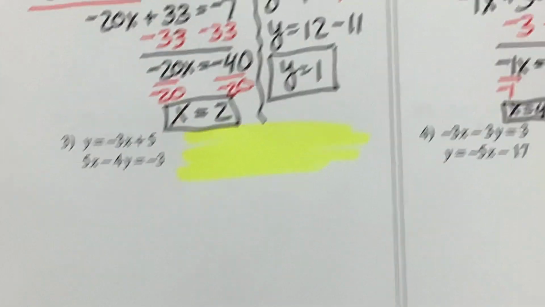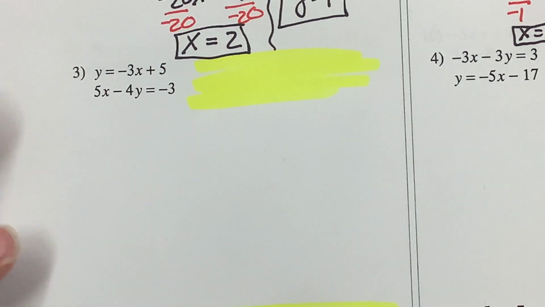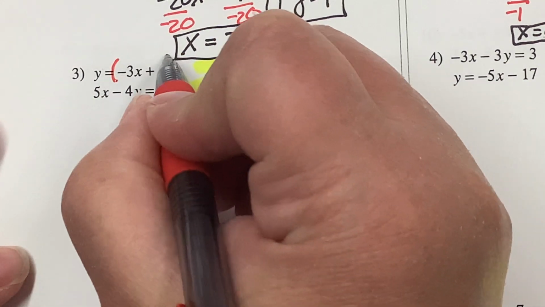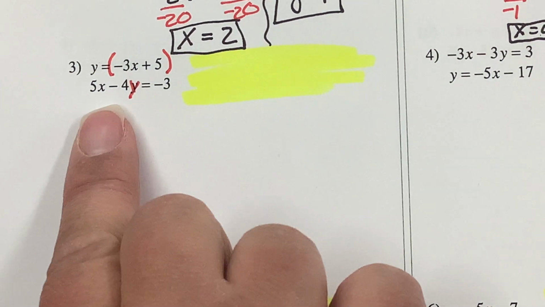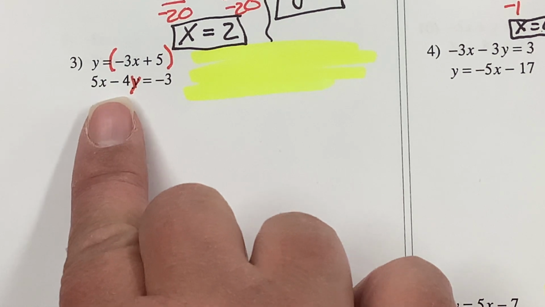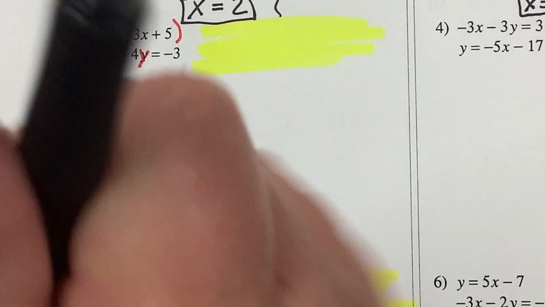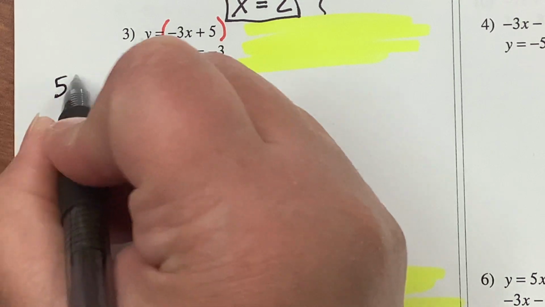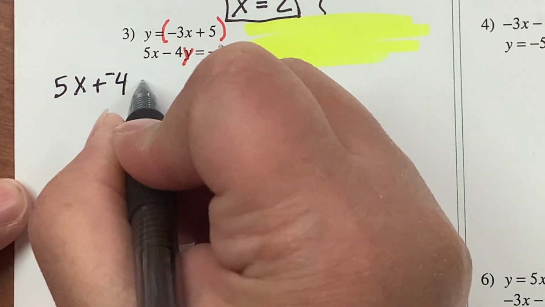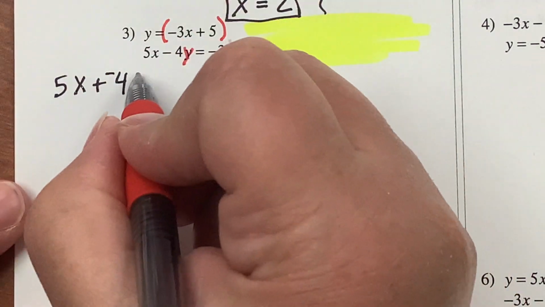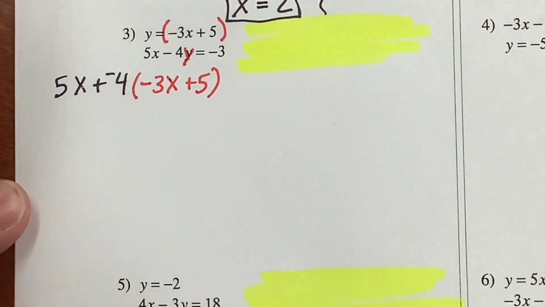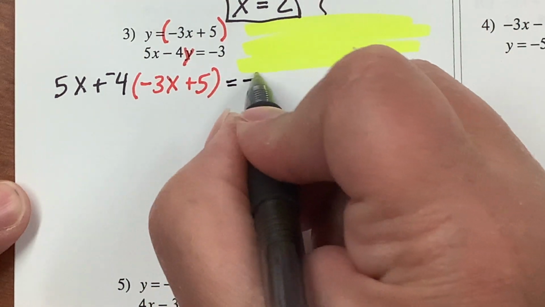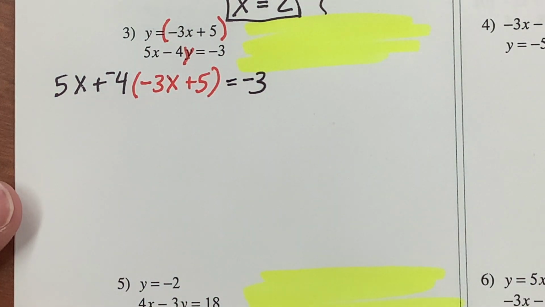Okay, the next one. Look at that. Also, y is isolated, so parentheses around what it's equal to, and we're going to substitute that back in for the y. Now look at that, it's another minus 4, so we're going to change that to plus a negative. So just keep that one in mind every time you do one of these problems. And I have some more space off to this side, I'm going to use it. Here we go. 5x plus negative 4 times negative 3x plus 5, substituting for y, equals negative 3.